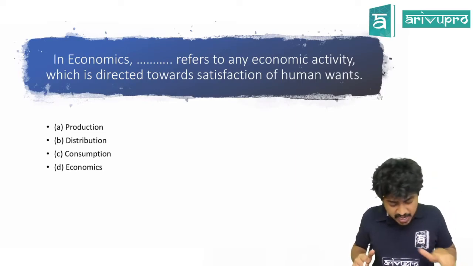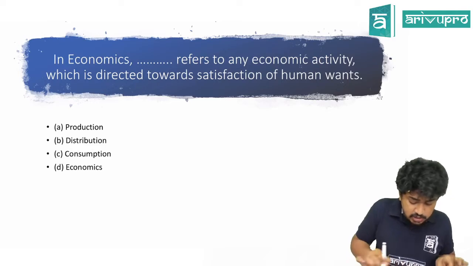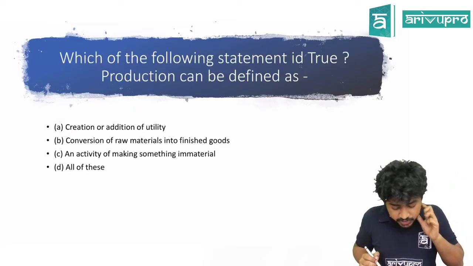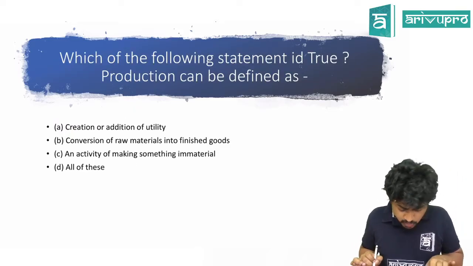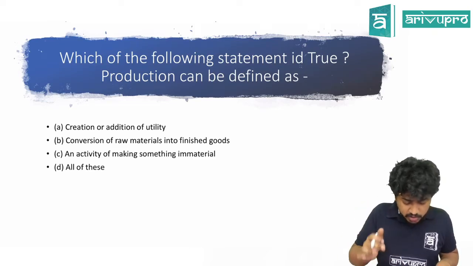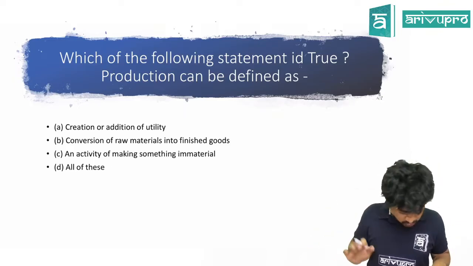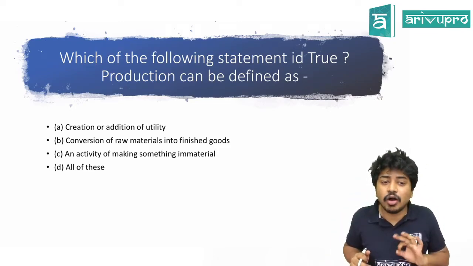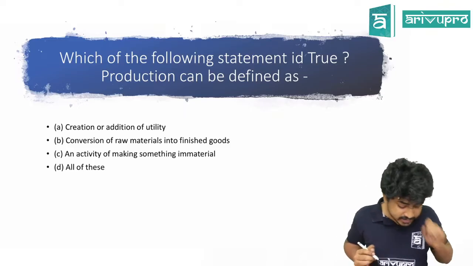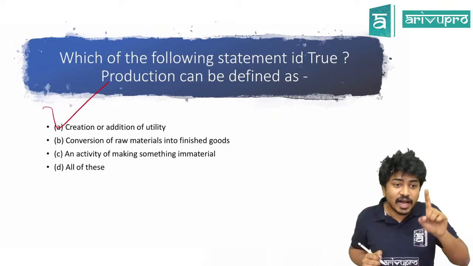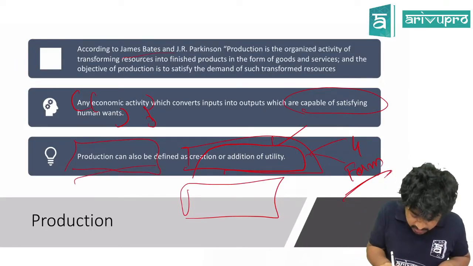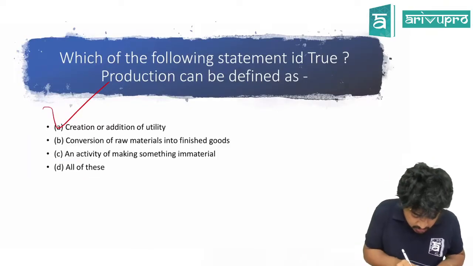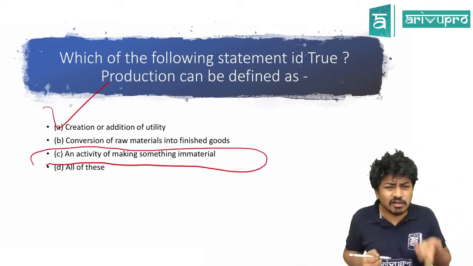In economics, dash refers to economic activity directed towards satisfaction of human wants. Production. Which of the following statements is true? Production can be defined as creation or addition of utility, conversion of raw materials into finished goods, an activity of making something immaterial, or D, all of the above. The answer is A. Guys, the important part of the definition which you would have missed is capable of satisfying human wants. An activity making something immaterial is not production.